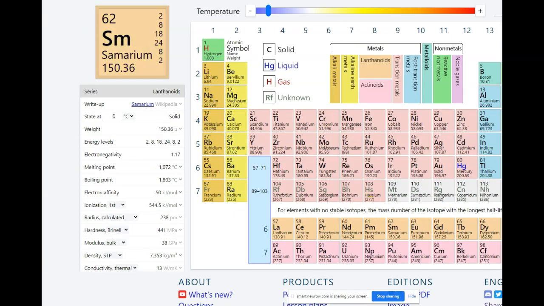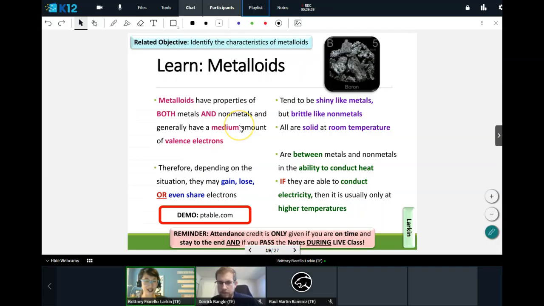All right. So go ahead, give me a smiley or an emoji in the chat box if that makes sense, talking a little bit about where we find metalloids and how they're related to metals and nonmetals. And then we're going to go ahead and talk about their properties as well. Talking about their properties now, you can see an example of boron up here.